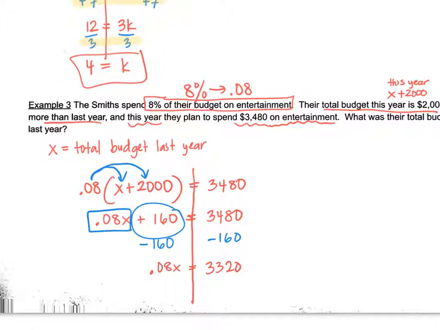And in the last step, all I gotta do is divide by 0.08. This is gonna be a big number, so get those calculators out. If I divide 3,320 by 0.08, we get 41,500, and this, remember, represents our budget last year. That's how much money that family made last year, so they could use 8% on entertainment.